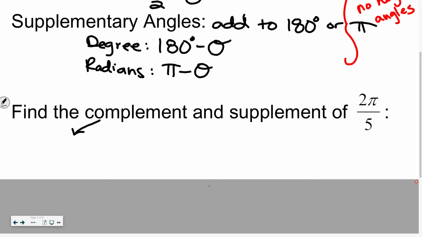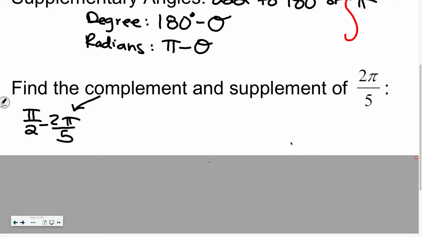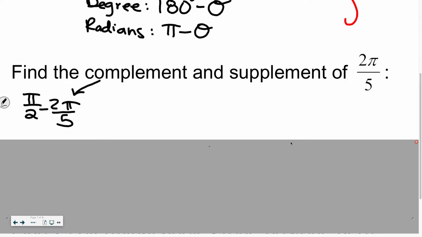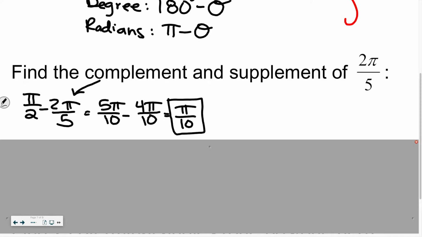So find the complement. Normally I would do 90 minus the angle. Now I do pi over 2 minus the angle, 2 pi over 5. In order to be able to subtract, what will I need? Common denominators. Those are fractions. So a good common denominator for 2 and 5 is 10. That's 5 pi over 10 minus 4 pi over 10, which is pi over 10. Not negative, so it's a good complement. I multiplied this one by 5 over 5. I multiplied this one by 2 over 2.